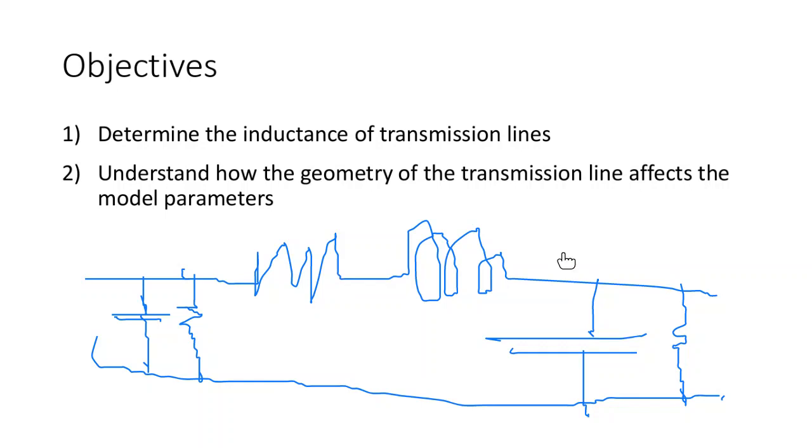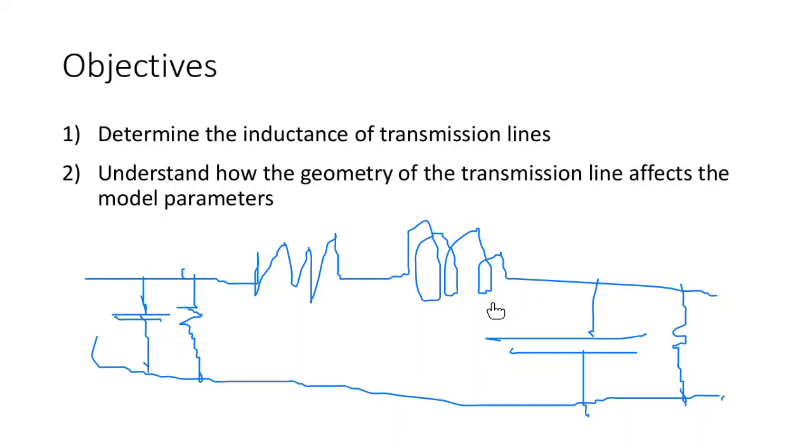Why do we have inductance in the transmission line? Because of the magnetic field. You need to elaborate on this: when we say inductance, there is a magnetic field. But what else do we have? We have voltage drop on the transmission line. So the voltage at the sending end is not the same as the voltage at the receiving end. That's a voltage drop.